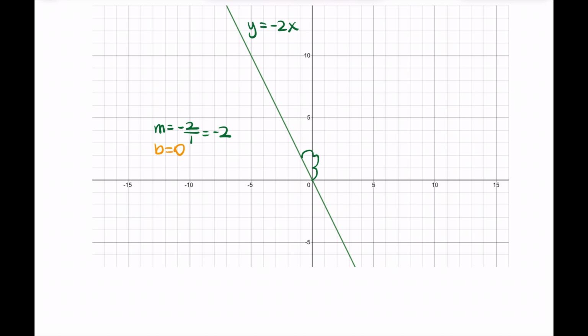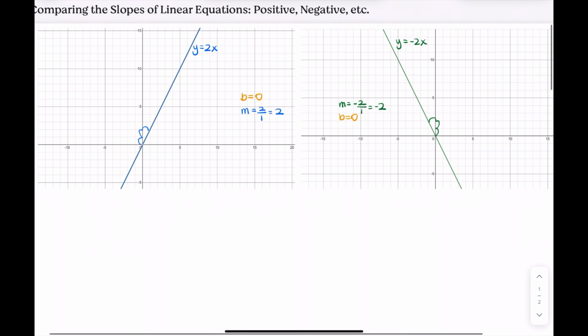Now let's go through and compare those first two. Our first equation was y equals 2x, and our second one was y equals negative 2x. Now, what's the difference here? You can see it when we look side by side.